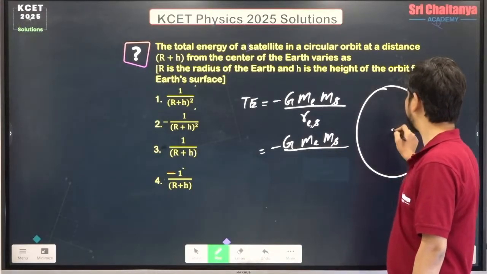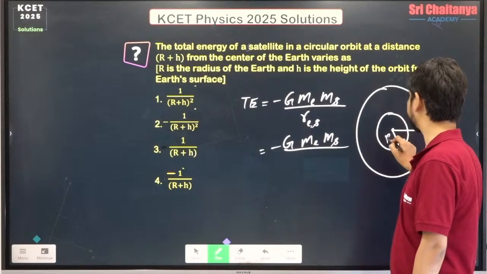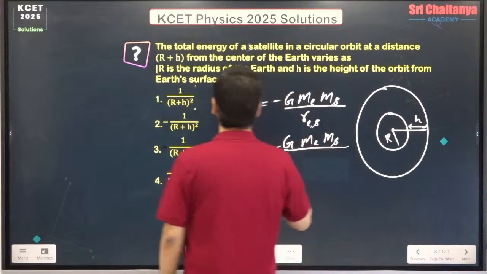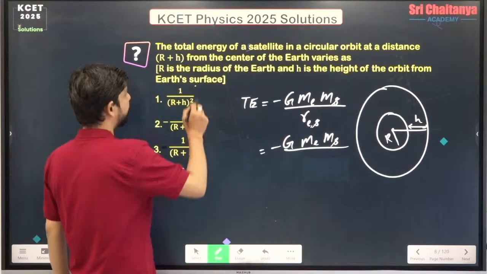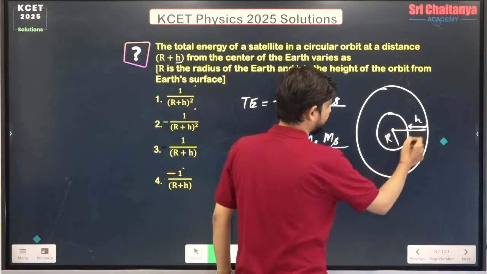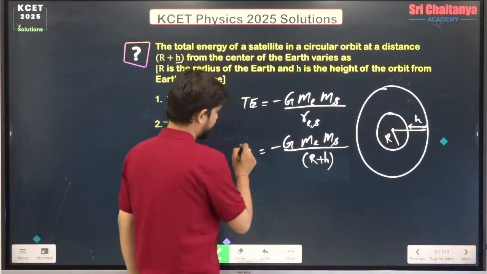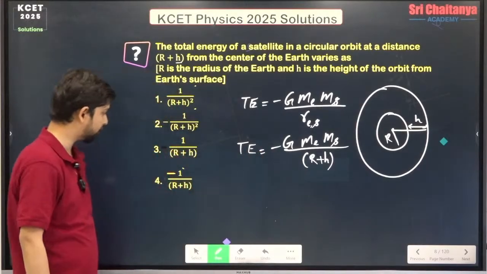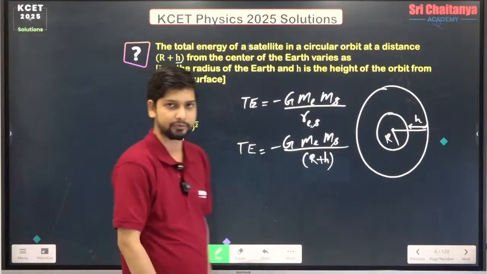So this is the Earth and it has a radius R, and the satellite is at a height of h from the surface of the Earth. So we can say that the small r will be R plus h. So total energy, you can clearly see, is inversely proportional to R plus h, along with a minus sign. So this fourth option will be our correct option.